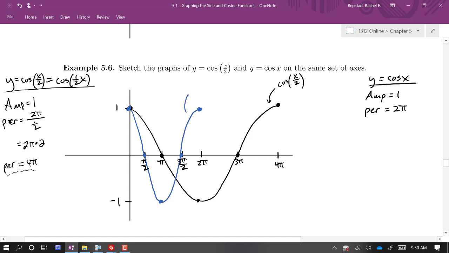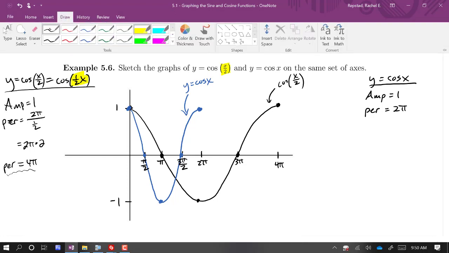And so here's a graph of y equals cosine x, together with the graph of cosine of x over 2. So we can see the effect that this coefficient in front of x has on the graph of cosine.